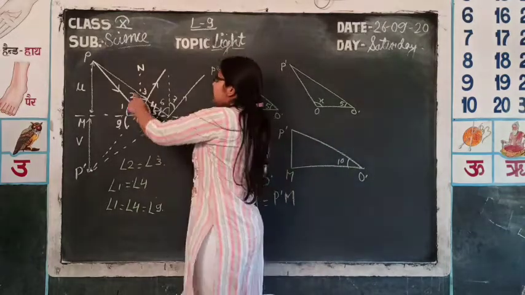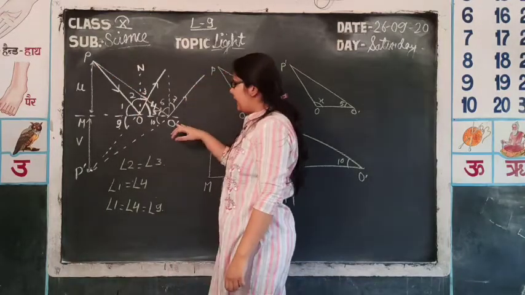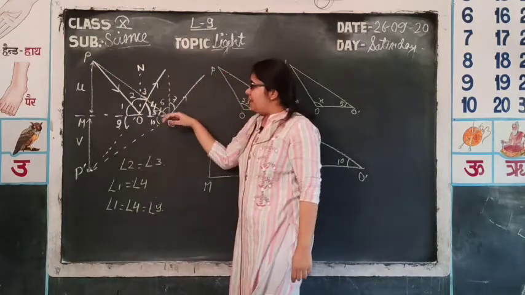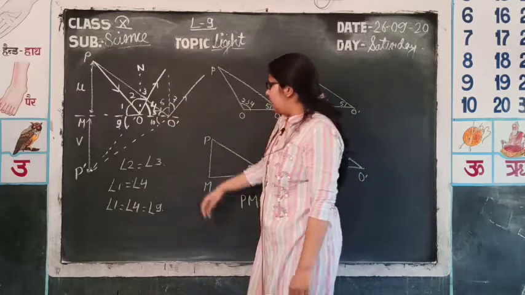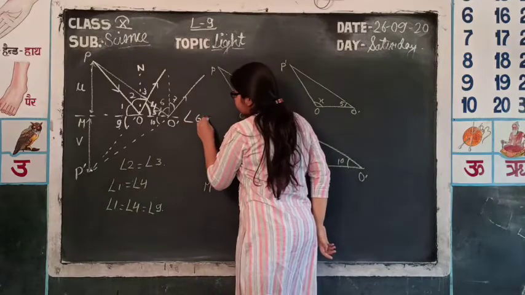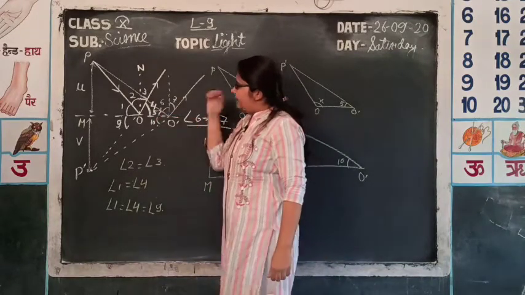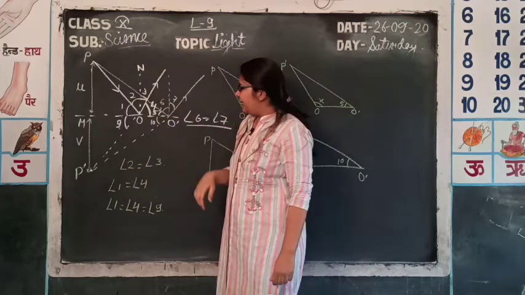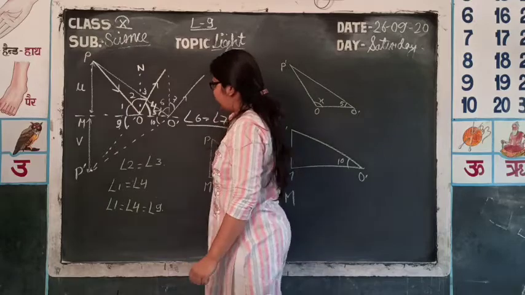So, the second ray also starts from the object and is incident on the mirror at the point O dash, and the angle of incidence I is angle 6 and the angle of reflection R is angle 7. So, angle 6 is equal to angle 7. Angle 5 and angle 10 are also equal to each other.